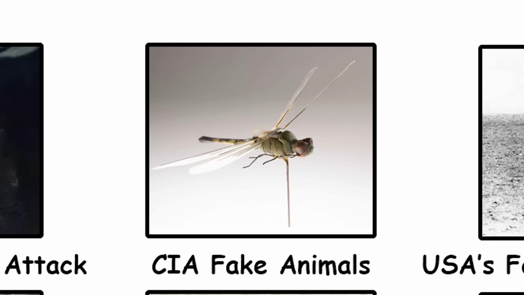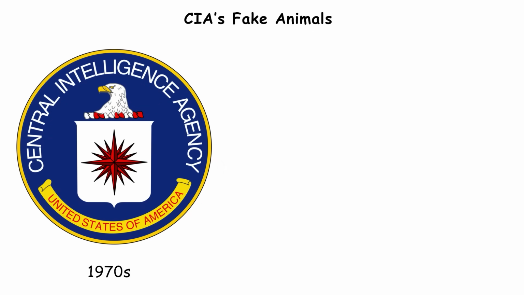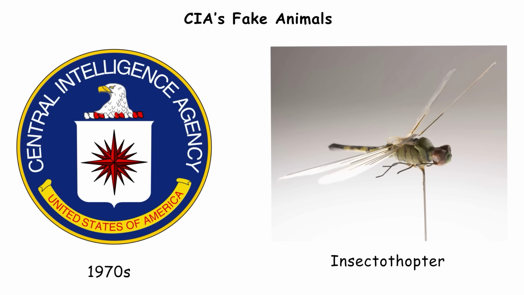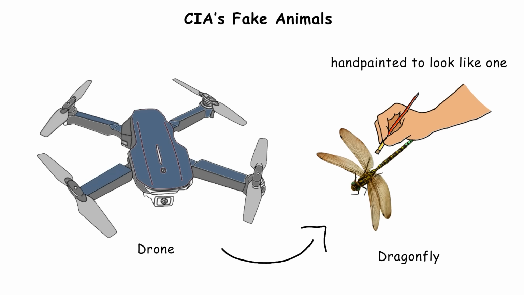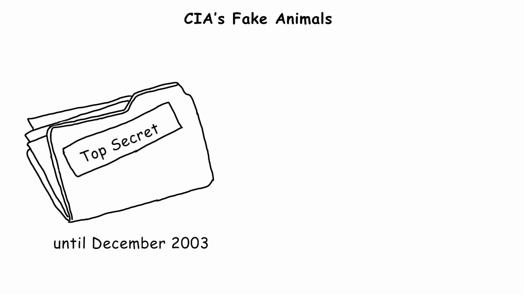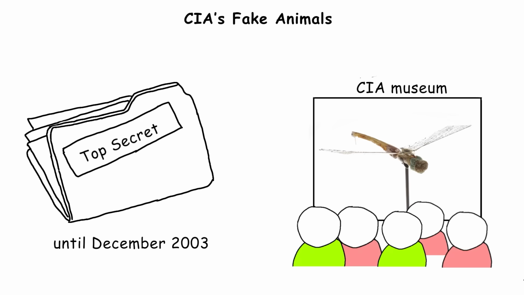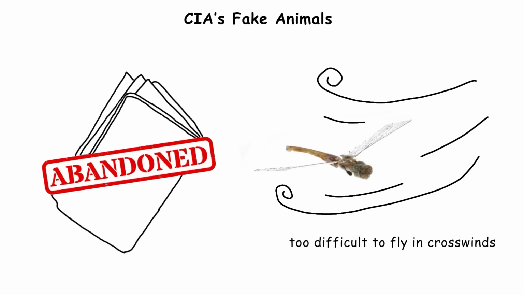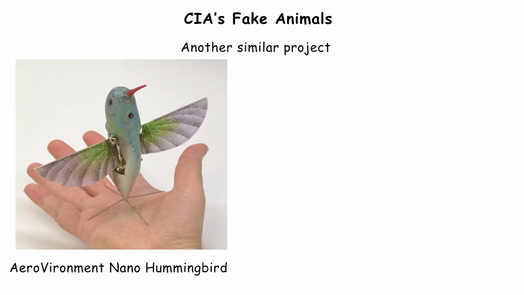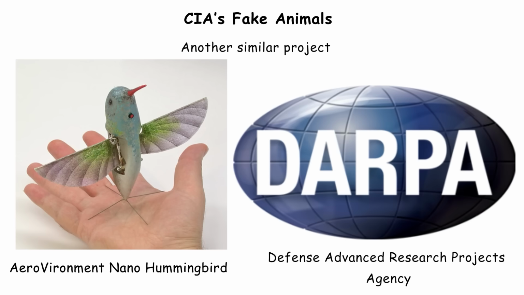CIA's fake animals. In the 1970s, the CIA developed what they called the Insectothopter, which was a drone the size of a dragonfly and hand-painted to look like one. It was kept secret until December 2003, when it was revealed to the public at the CIA Museum, and the project was abandoned because it was too difficult to fly in crosswinds. Another similar project was the AeroVironment Nano Hummingbird, created with specifications given by the Defense Advanced Research Projects Agency.